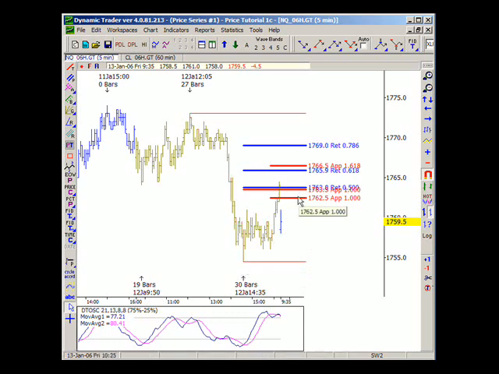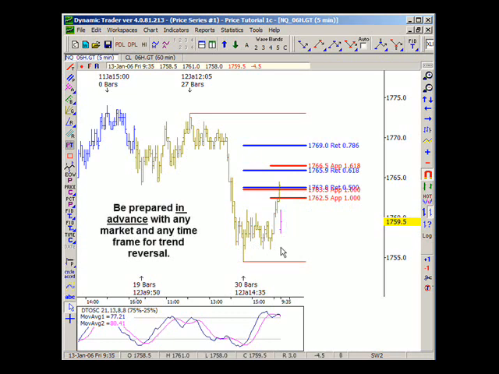Retracements we put on, but then we want to qualify which retracement has the highest probability of being support or resistance, and we qualify that by the external and the internal alternate price projections. So keep these up on your charts, and you'll also be prepared for the high probability support, resistance, and trend reversal zones in advance, in any market, any time frame.